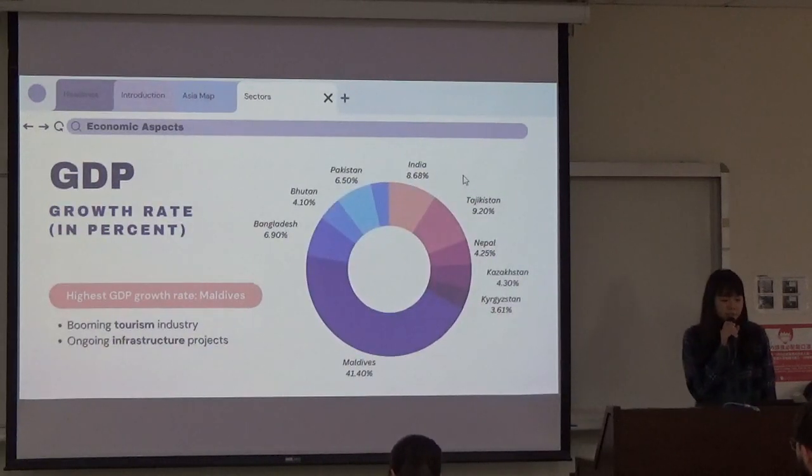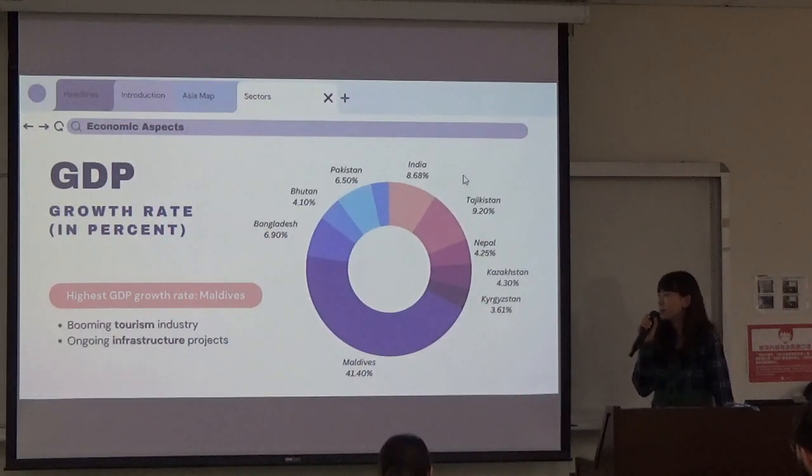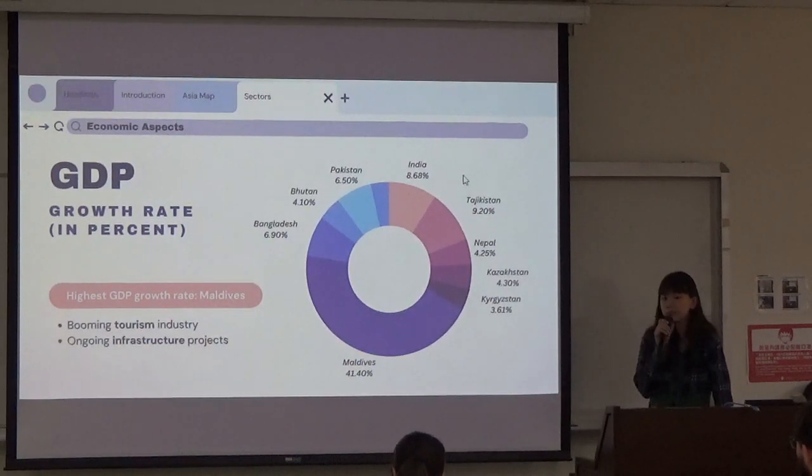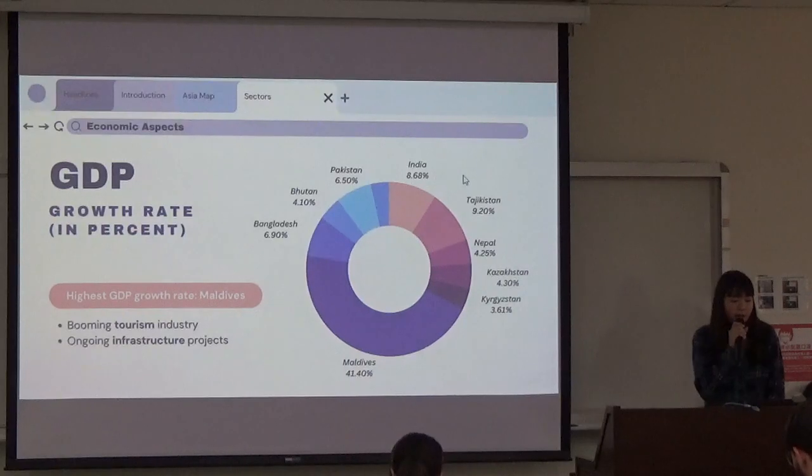And that is the GDP growth rate. Maldives has the highest GDP growth rate in this region. I think most people are familiar with this because they have a booming tourism industry. Also, because they are a developing country, they have a lot of ongoing infrastructure projects by their government.